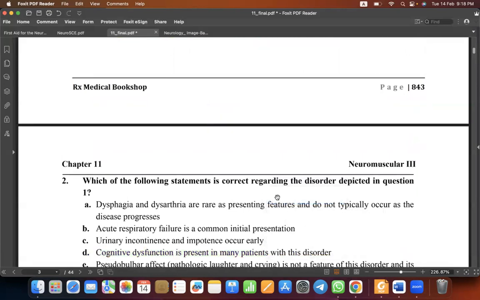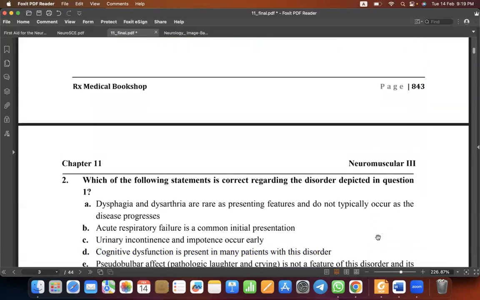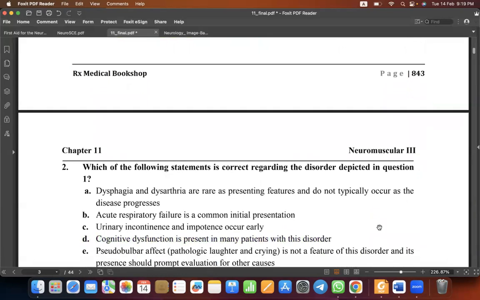Which one of the following statements is correct regarding question 1? As you can understand, it concerns the diagnosis of amyotrophic lateral sclerosis, so we'll talk about it right now. Dysphagia and dysarthria are rare as a presenting feature, and do not typically occur as the disease progresses. Absolutely false, because a lot of people have bulbar onset amyotrophic lateral sclerosis, so dysarthria and dysphagia are quite common, particularly in bulbar onset ALS.